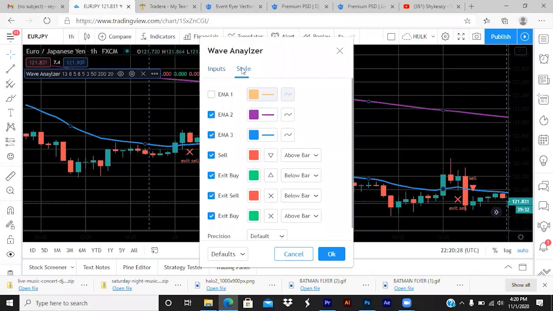And we'll come to style, and we'll turn on the 50 EMA, right? We'll turn on the EMA 1. So now we're gonna get into customizing it.